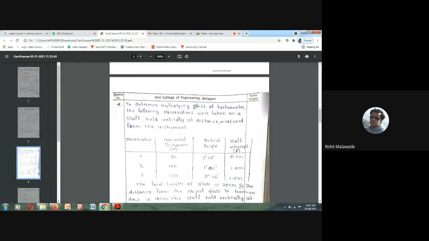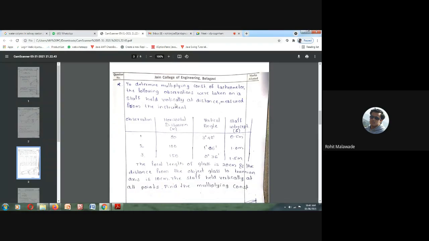To determine the multiplying constant of a tachometer, the following observations were taken on a staff held vertically at a distance measured from the instrument. These are nothing but the instrument stations. Number one, number two, number three are the instrument stations. The horizontal distance from the staff to the station is, for the first station, 50 meter. For the second station, it is 100 meter. For the third station, it is 150 meter.